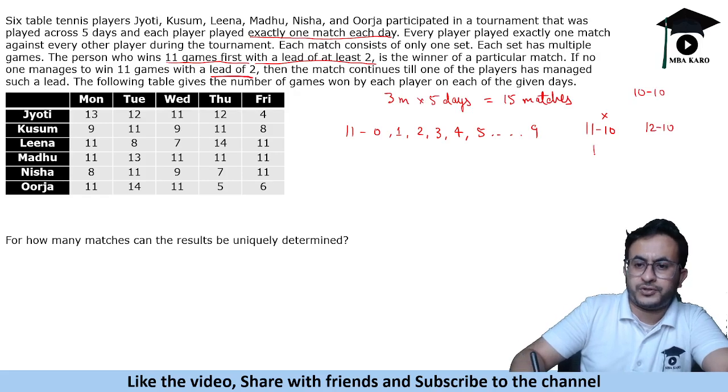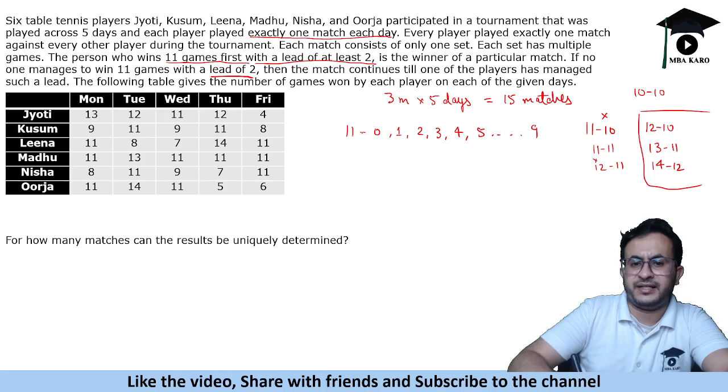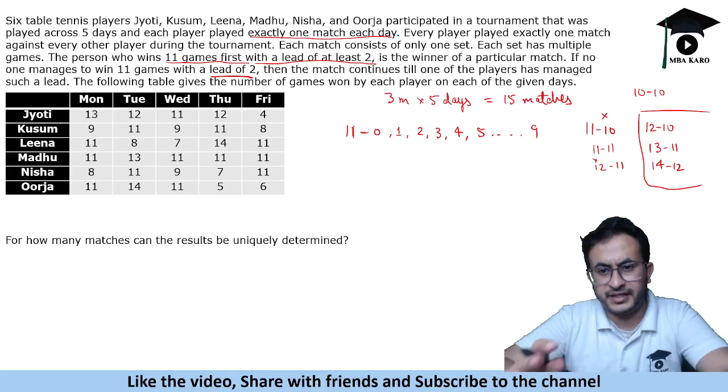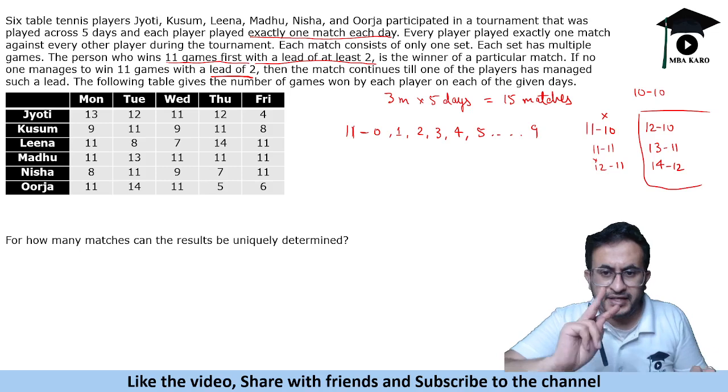Okay. Suppose after 11-10, the score has reached 11-11. You cannot win at 12-11. So you have to win by 13-11, 14-12. So whenever it is more than 11, it has to be a lead of 2. And if it is 11 or less, it can be any lead up to 9. So if you see a larger score, that means it is a lead of 2.